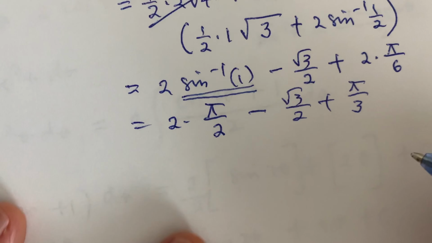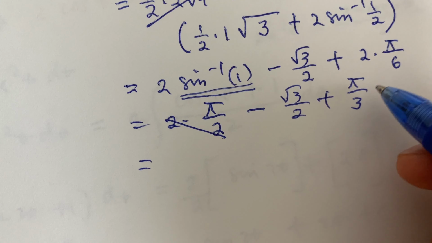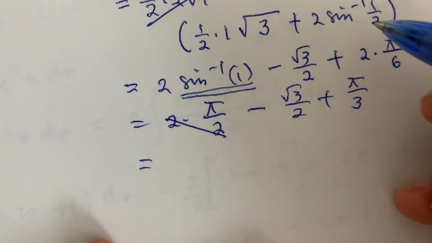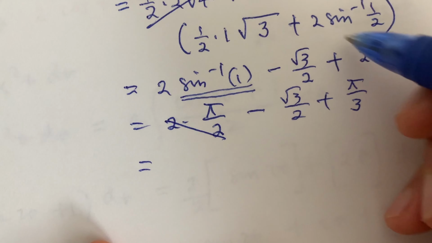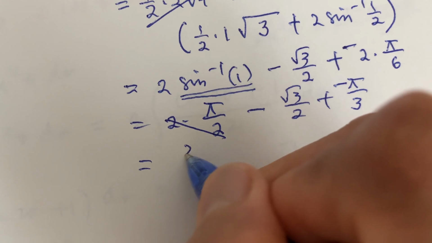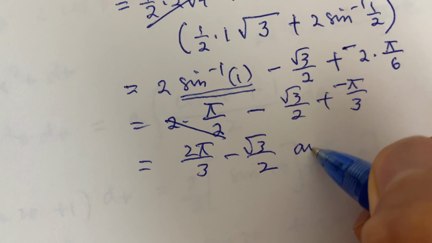Combining everything, we should get pi minus pi plus pi over 3, oh, I'm sorry, this should be minus because we are subtracting. So pi minus pi over 3 is 2 pi over 3 minus the square root of 3 over 2, and that's going to be your answer.